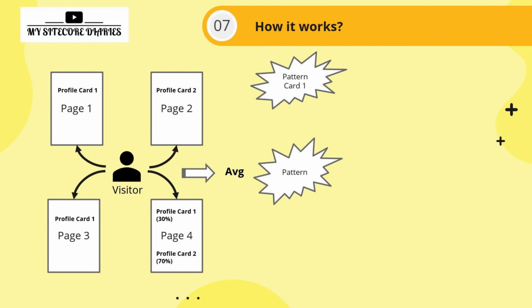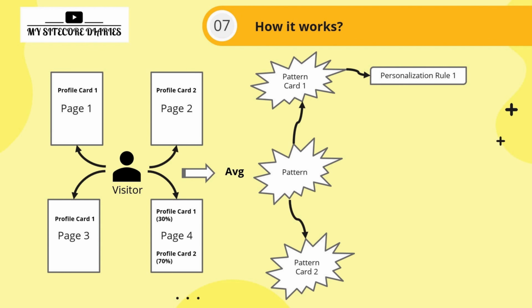So you might have to create a pattern card. For setting up all the values you need a profile card. Now to match that pattern you will need a pattern card. So we'll create pattern card 1 and pattern card 2. Now to set up the personalization, you will set up the personalization rule in the rule set editor, which we have seen in the last video, where you can match the pattern card.